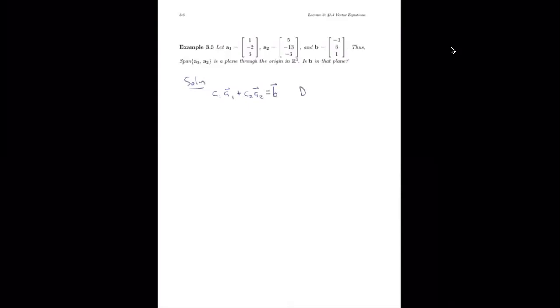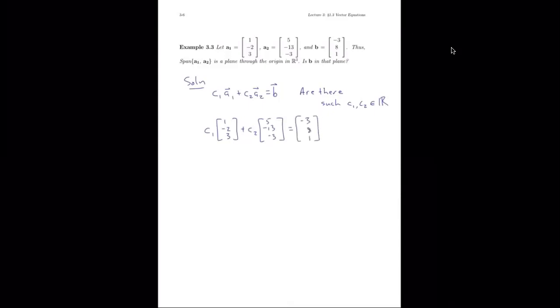And so we're saying this: are there such C1 and C2 in the set of real numbers? Are there C1 and C2 elements of the real numbers that satisfy this combination? Well, it's just like we did in the previous problem. We say C1 is [1, -2, 3], plus C2 [5, -13, -3], and this is all equal to the vector B, which is [-3, 8, 1].